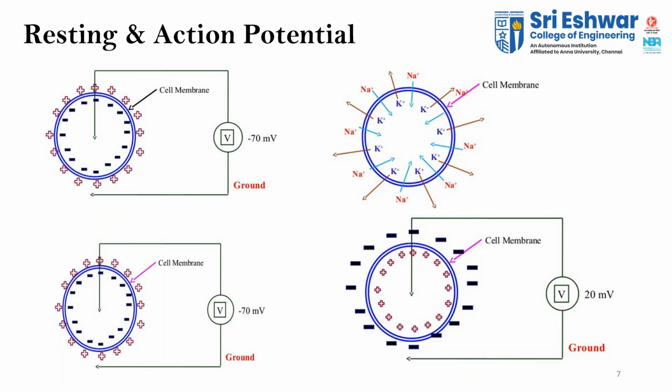Okay, so this is your single cell. Each and every cell has charges, positive charges and negative charges. Okay, this is your cell membrane. Inside your cell you will have negative charge and outside of the cell you will have positive charge. Okay, the cell is connected to some external voltage, minus 70 millivolt.